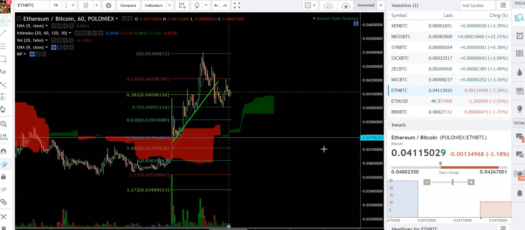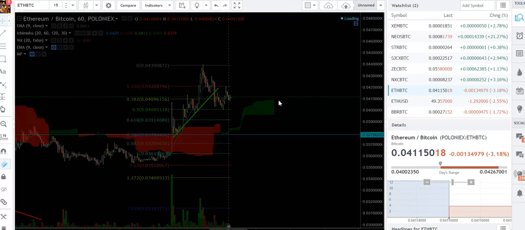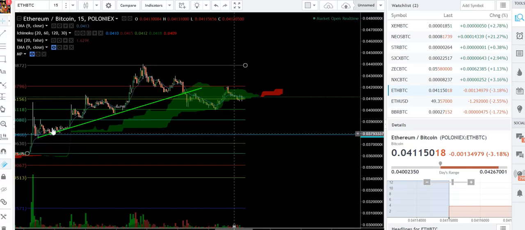Okay, so we're still well above the hourly cloud. But that doesn't mean that we're just going to take off here and continue. If you noticed, we were chopping around in the 15-minute cloud without any real verification that we were on the bullish side of it. All over here, this was bullish, above this 15-minute cloud, all bullish. But when we fell into the cloud here, we started to get a retracement of the entire move and broke this support trend.